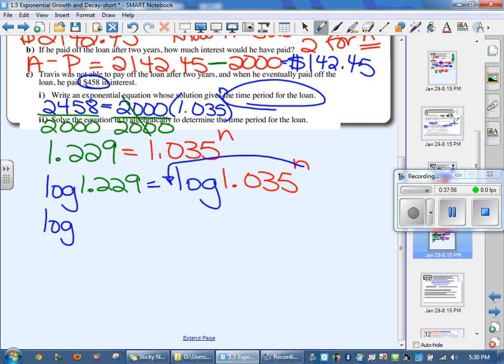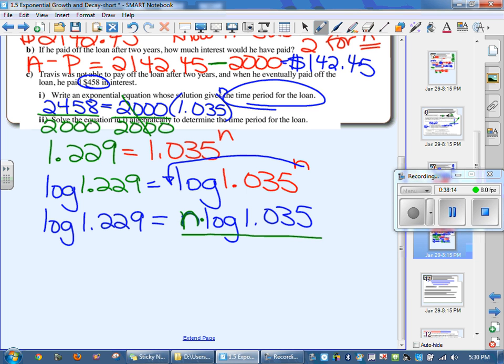Now remember, the n is sitting beside it in front. If it's beside it, means multiply. So how do I solve for n? Well, I got to divide out what's sitting beside it. So I'm going to divide both sides by the 1.035. Well, what did you notice? I just put the 1.035. Thank you for catching that. We cannot just divide by the digit. The word log is there on purpose. You need to divide by log 1.035 on both sides.